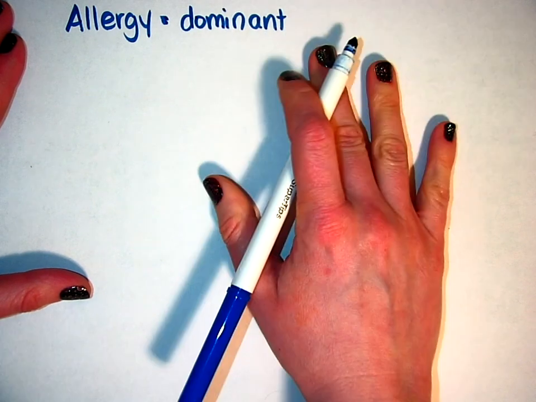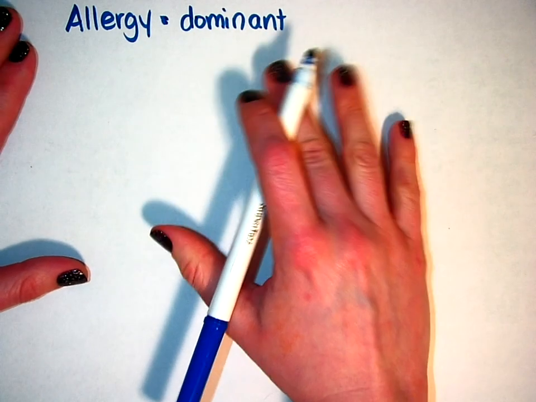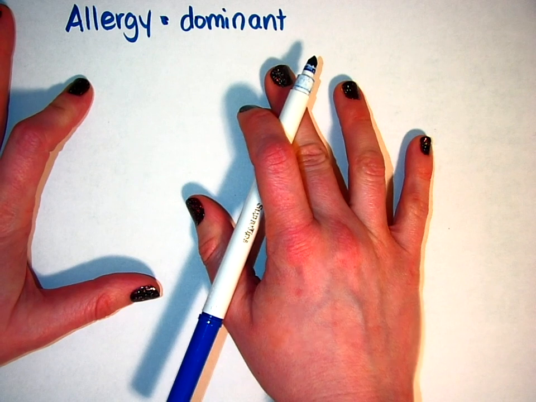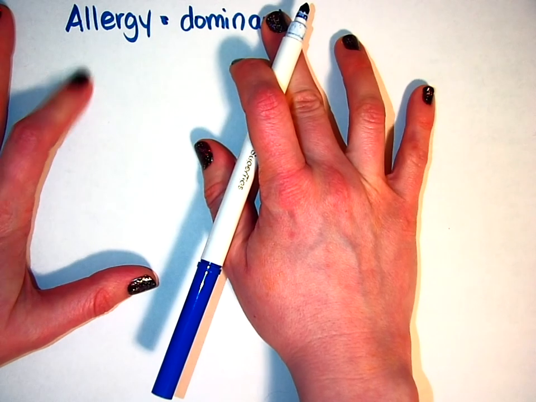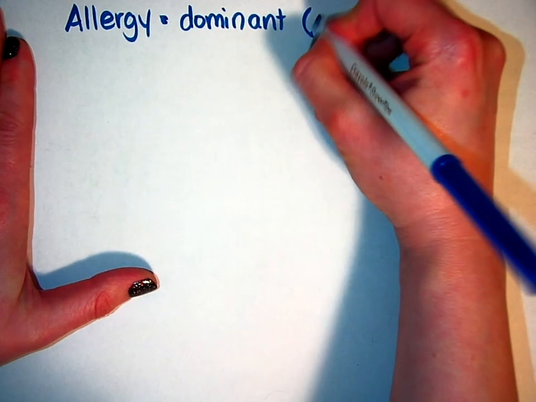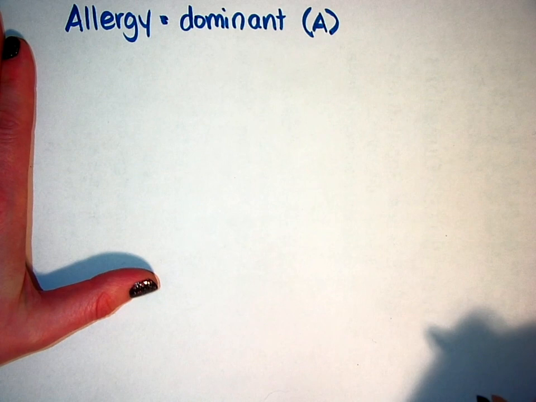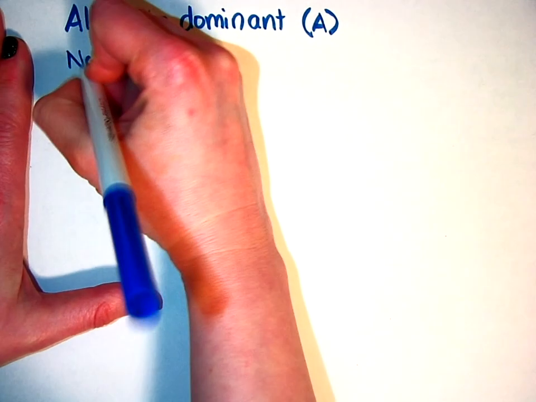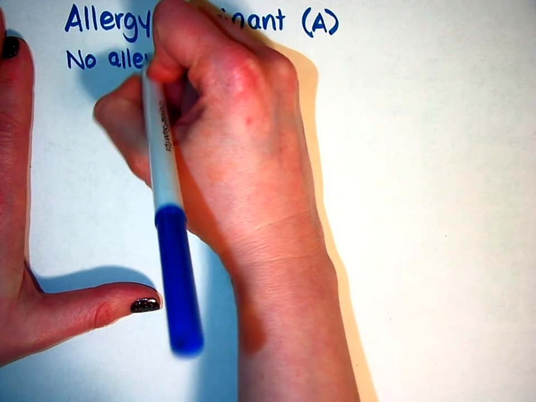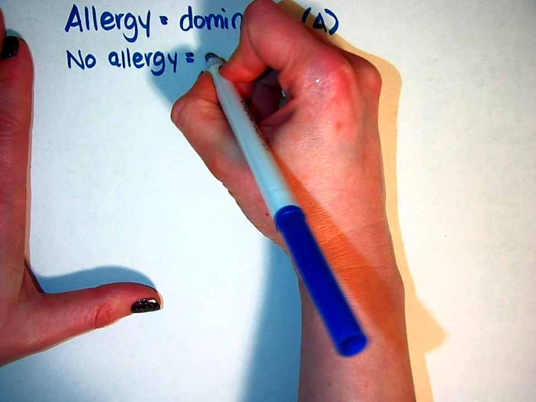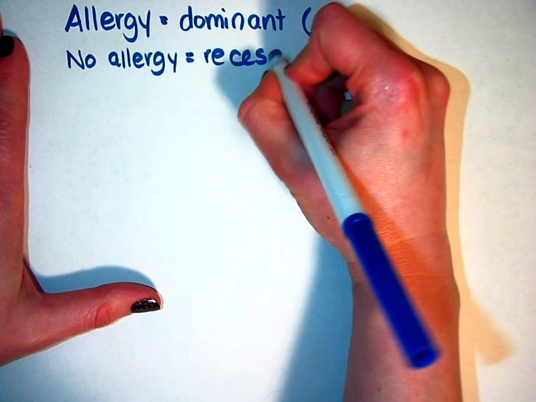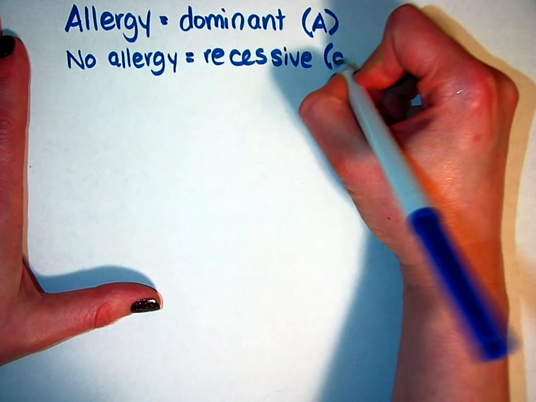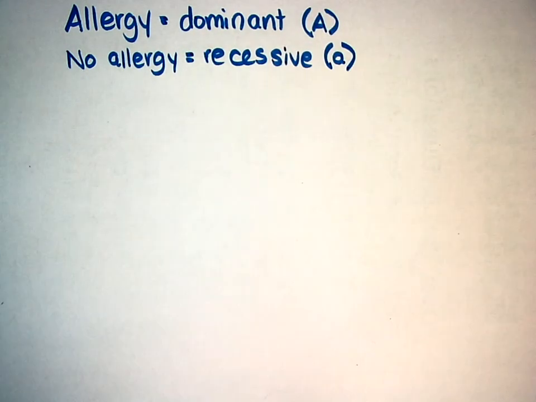And it's probably more complex than this. We're going to treat it like it's completely dominant, meaning that the dominant trait will take over no matter how many alleles you have. So cat allergy, we're going to use capital A to represent it. No allergy is recessive, and we'll use a little a to represent that.